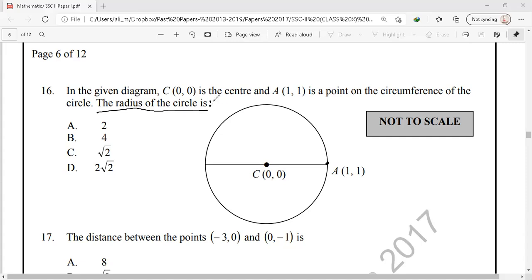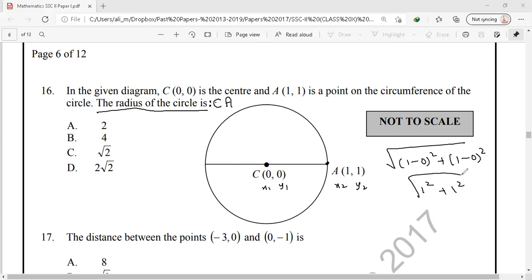We know that the radius means the distance from the center to the point on the circle. So we have the center of the circle, and we have the point on the circle. Let's assume this point as x1, y1, and this is x2, y2. If we apply the distance formula, we will get 1 minus 0 square plus 1 minus 0 square. So we will get 1 square plus 1 square, that is 2. And the correct answer in question number 16 is option C, square root of 2.